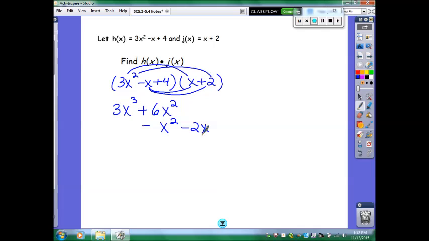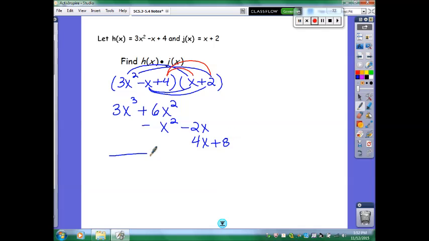And then finally, let me change my color so you can see what I'm doing. I'm going to multiply by 4. So you can see how, like I said, these things can get messy. So you've got to keep yourself nice and organized. So 4 times x is 4x. I'm going to stack it underneath my like term. And then we have 4 times 2, which is plus 8.